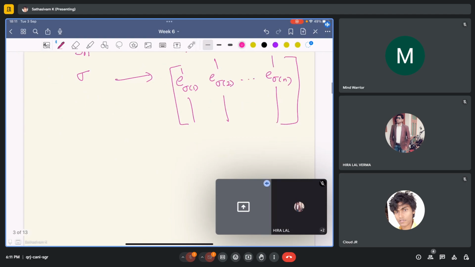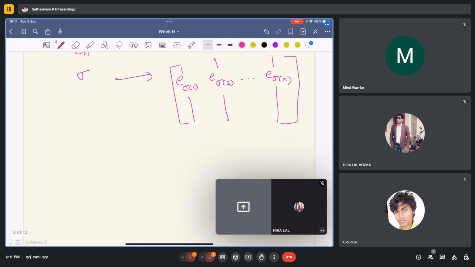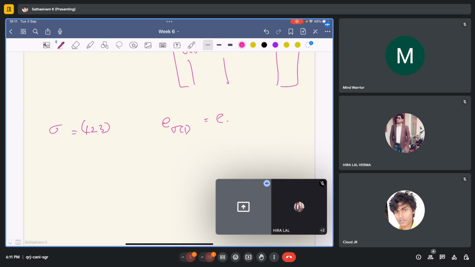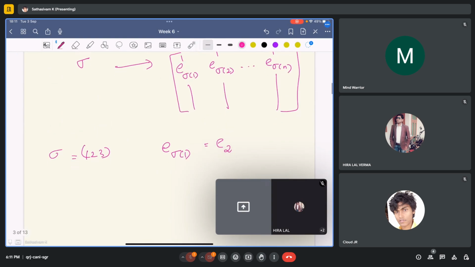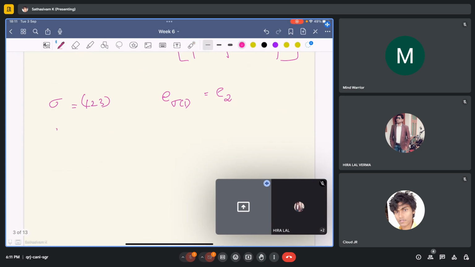Okay, I will explain a little bit what is actually happening. So basically, let's say my sigma is 1, 2, 3. Then what is E of sigma of 1? This is nothing but E of 2. Okay. So if you take this particular permutation, the matrix that corresponds to this you can just write down, and you will get 0, 1, 0, 0, 0, 1, 1, 0, 0.